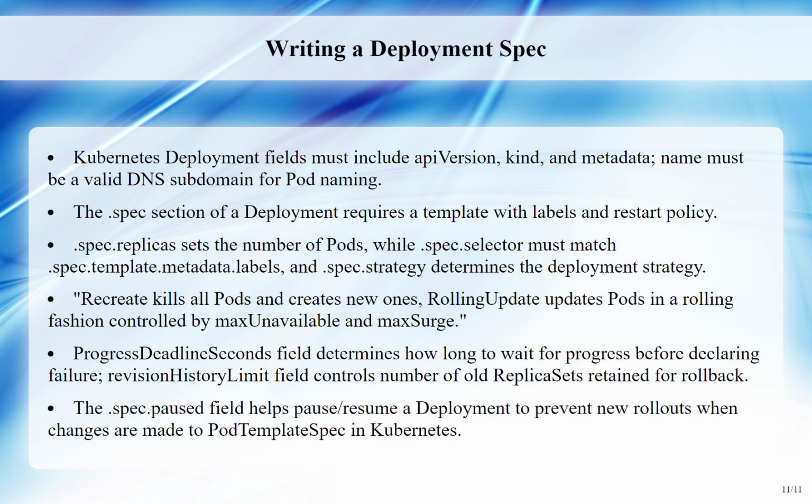The spec.paused field allows pausing and resuming a deployment, preventing new rollouts when changes are made to the pod template spec. Overall, a deployment in Kubernetes is a complex entity that requires careful configuration and management to ensure the successful deployment and scaling of applications. By understanding and correctly setting the various fields and strategies available, developers can effectively control the behavior and life cycle of their pods within a Kubernetes cluster.